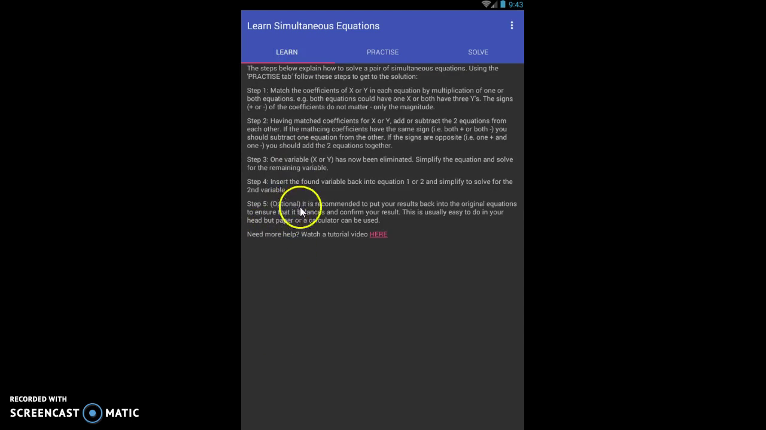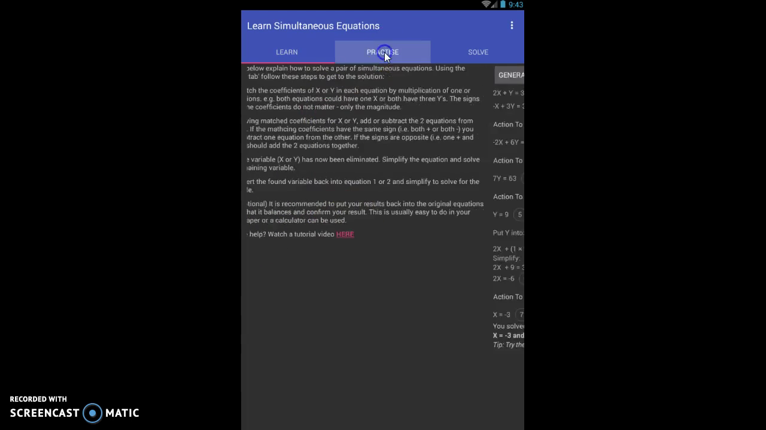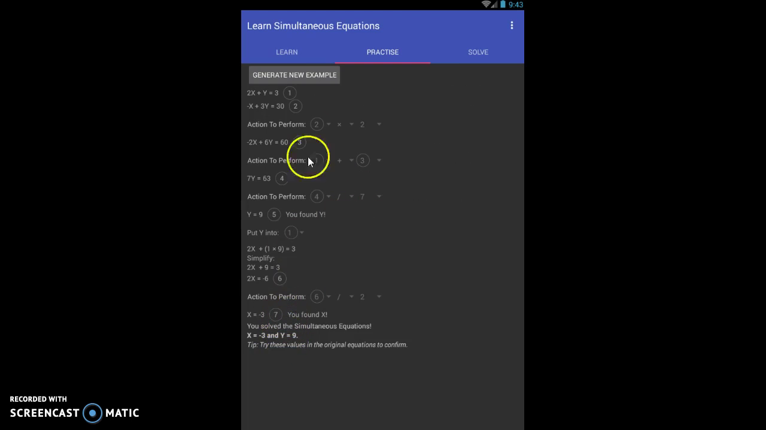The final step on here, which is optional but recommended, is to put your results back into the original equations to confirm your results. So we've put y back into equation 1 here, so we can just put these values back into equation 2 to check that this works out correctly. So we have x is minus 3, so minus x will be plus 3, plus 3y, which is 3 times 9 is 27. So we have plus 3 plus 27 equals 30. That's correct, so we know we have the right answers.